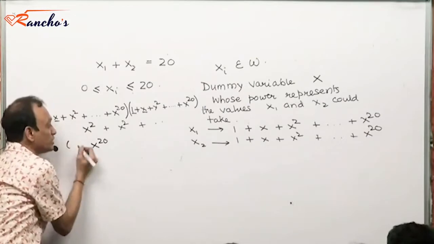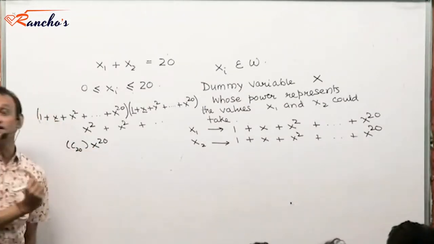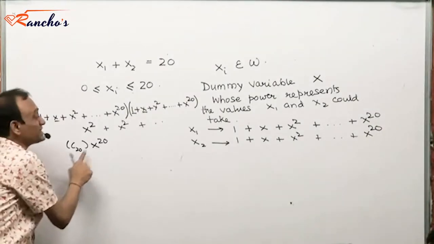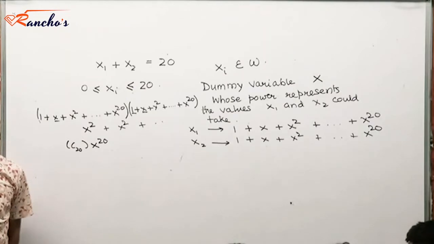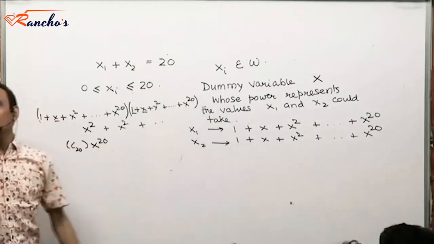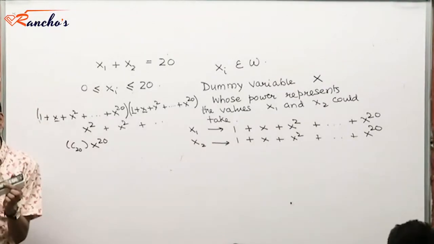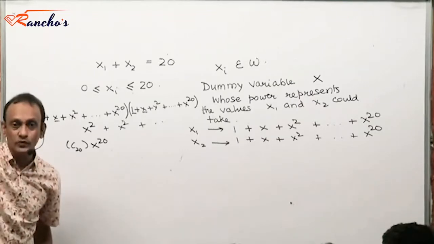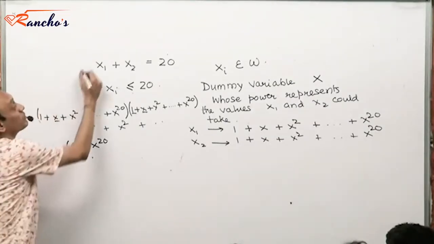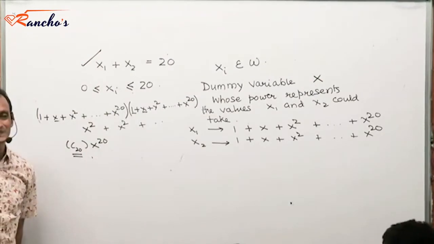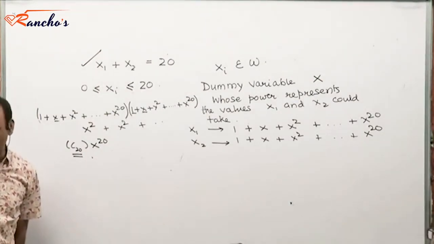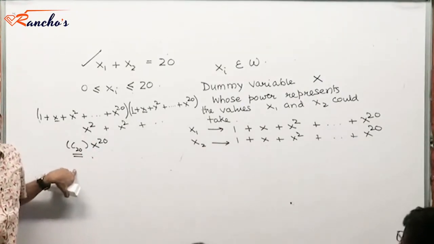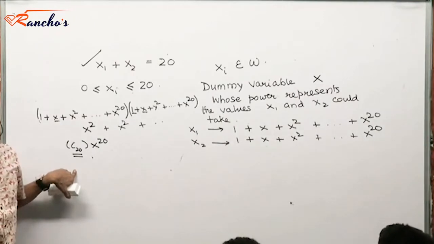That means the coefficient of x power 20 will give me the number of ways in which x1 and x2 add up to 20. On multiplying this out, eventually there will be x power 20 featuring with a certain coefficient. That C20 would be the number of whole number solutions to this equation. That means the coefficient of x power 20 would be the number of whole number solutions to this equation. Yes or no?